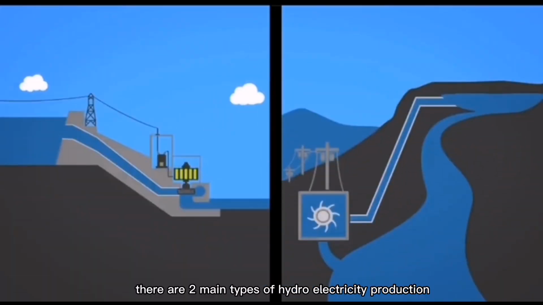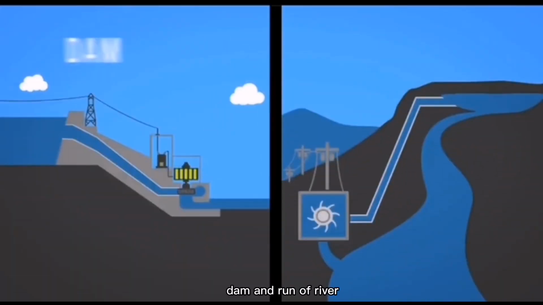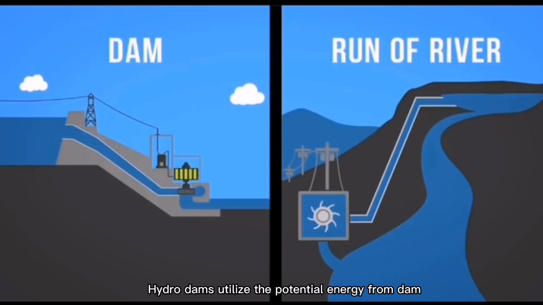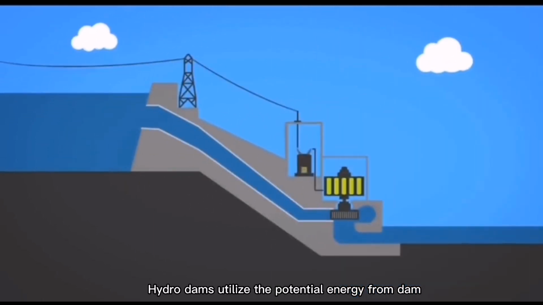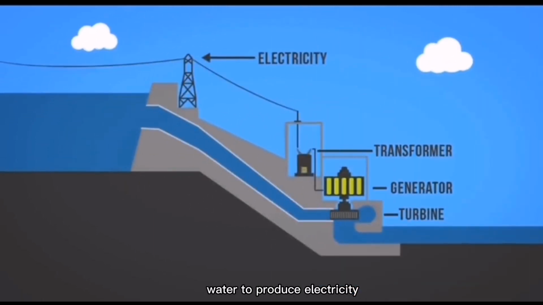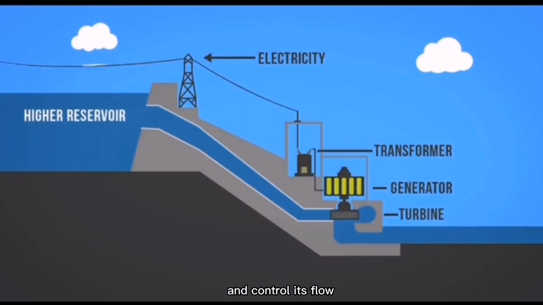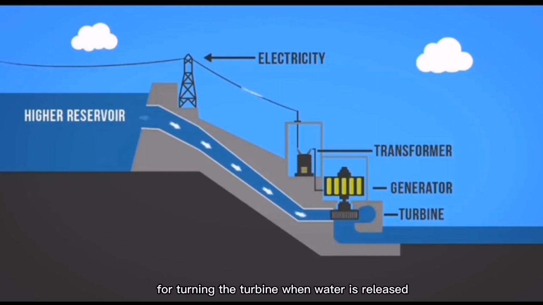There are two main types of hydroelectricity production: dam and run-of-river. Hydro dams utilize the potential energy from dam water to produce electricity. A dam is a large barrier constructed to raise the level of water and control its flow. The elevation created by the dam creates gravitational force for turning the turbine when water is released.